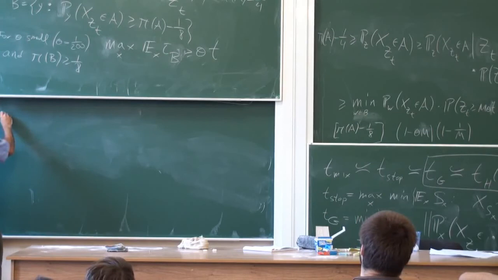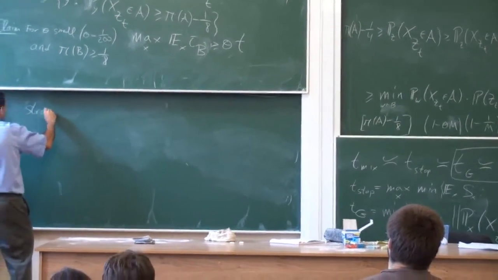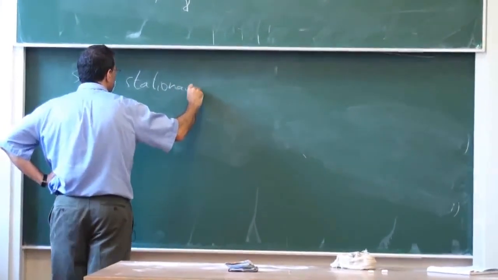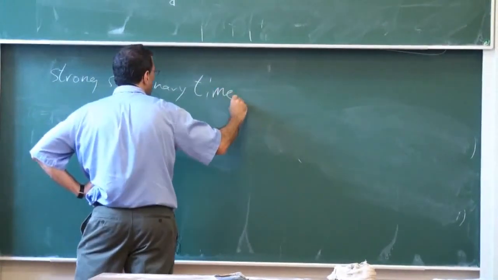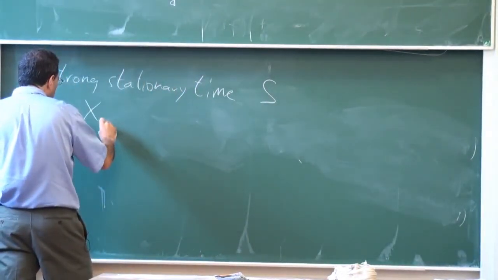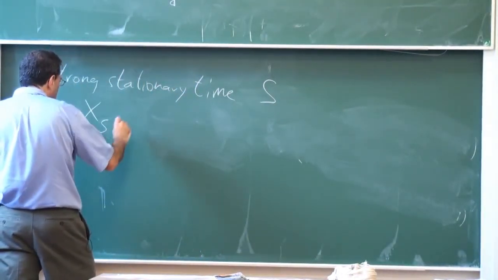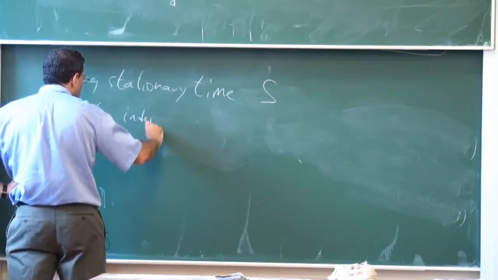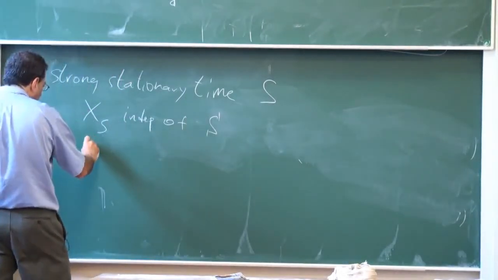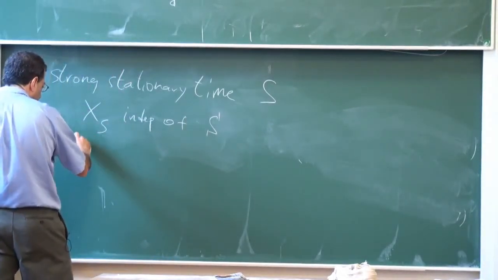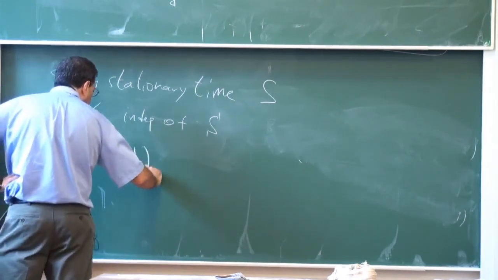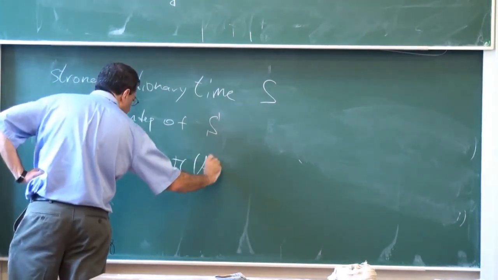So let me add a definition. A strong stationary time S will have the property that it will be a stopping time, and also X_S will be independent of S. Right, so X_S is supposed to have law pi. So I remind you, a stationary time just means that the probability that X_S is in A equals pi of A.